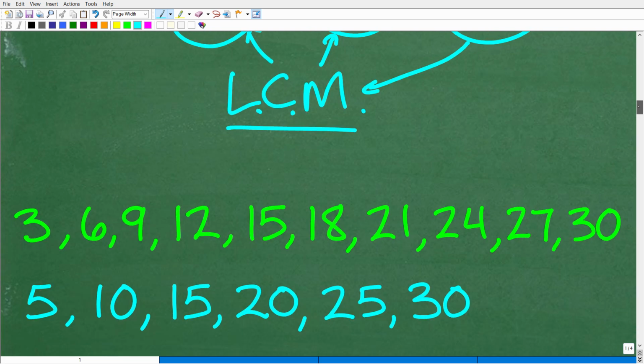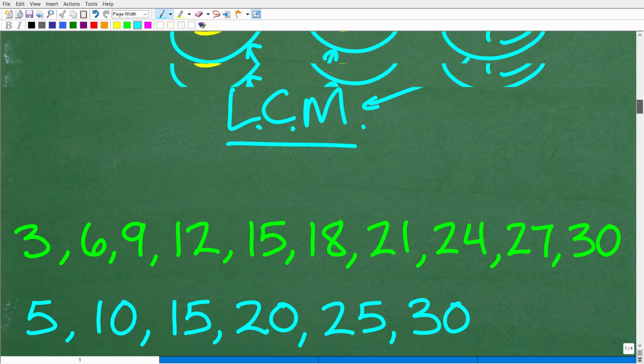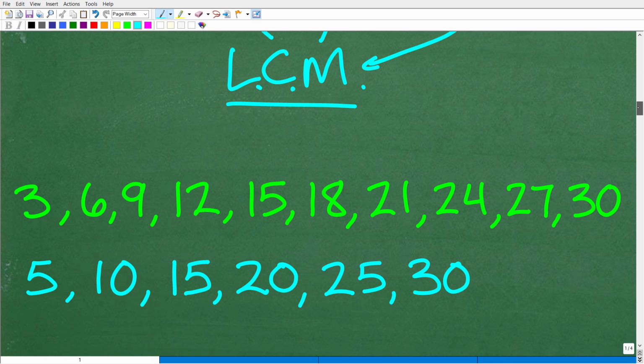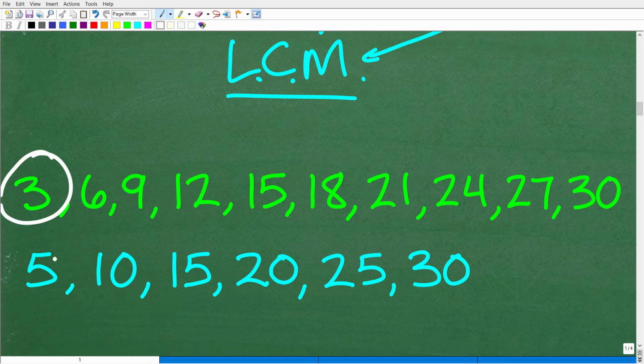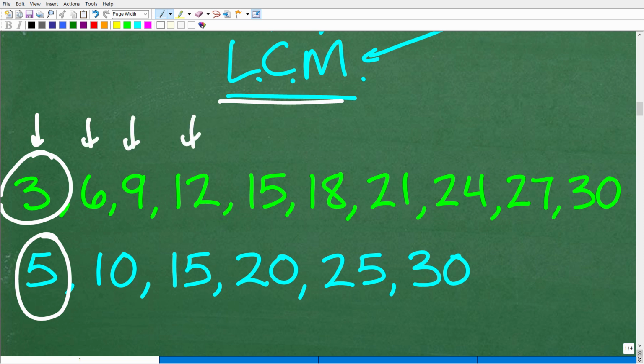Okay, so this is not that difficult. Our two denominators are 3 and 5, all right? So 3 and 5. Now, what are multiples? We're talking about lowest common multiples. Well, a multiple is just when you multiply numbers by 1, 2, 3, 4, and so forth. So 3 times 1 is 3. 3 times 2 is 6. 3 times 3 is 9. 3 times 4 is 12. These are multiples of 3.